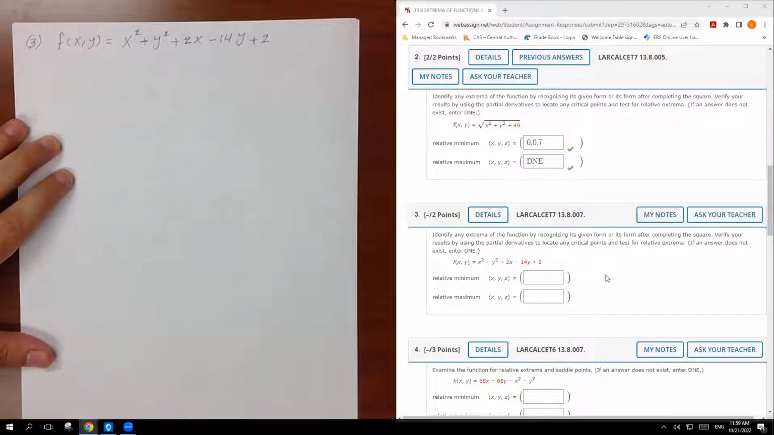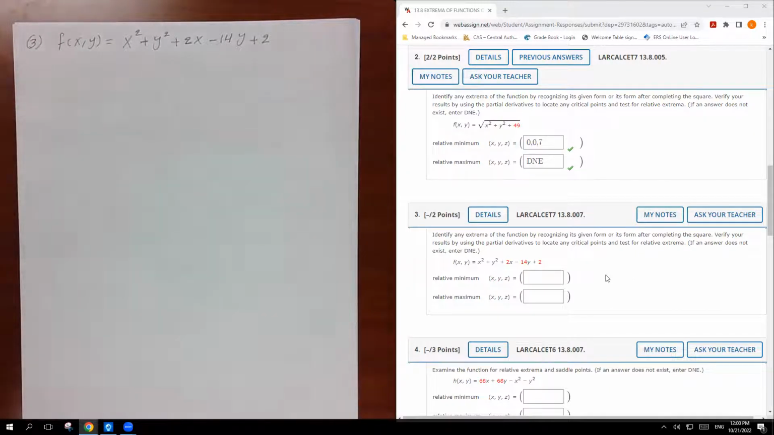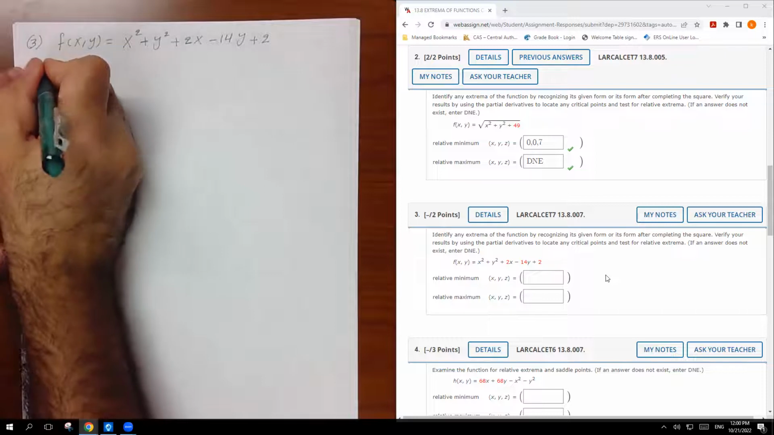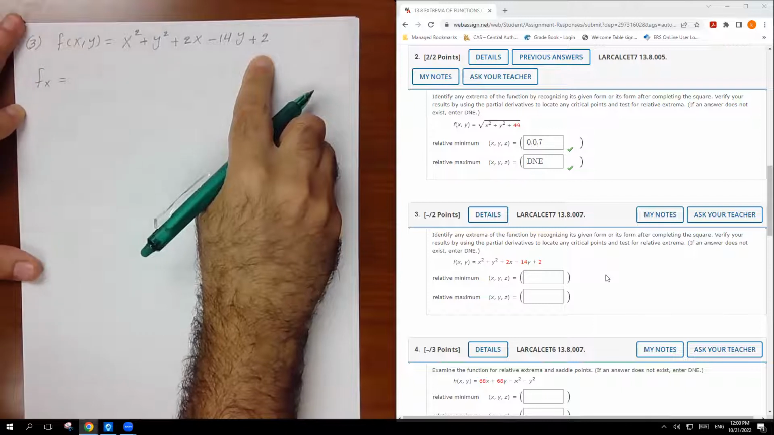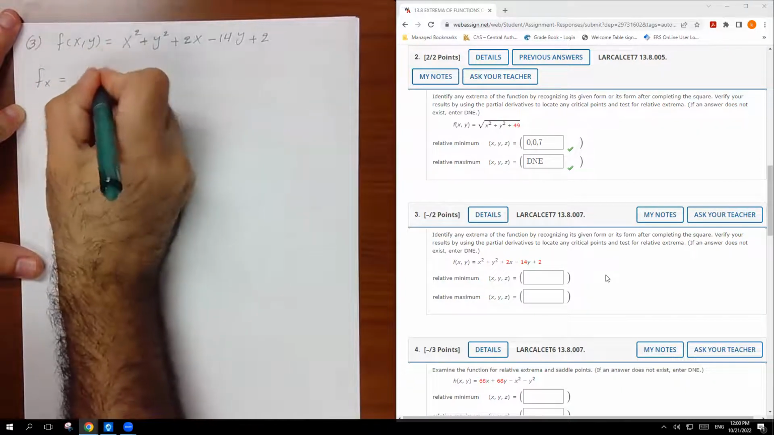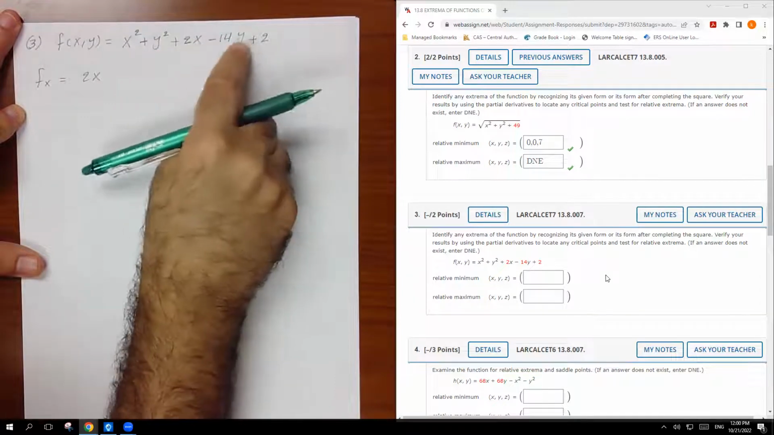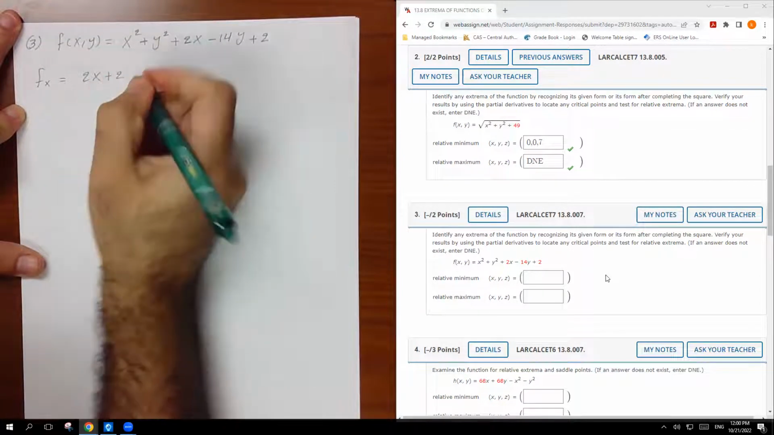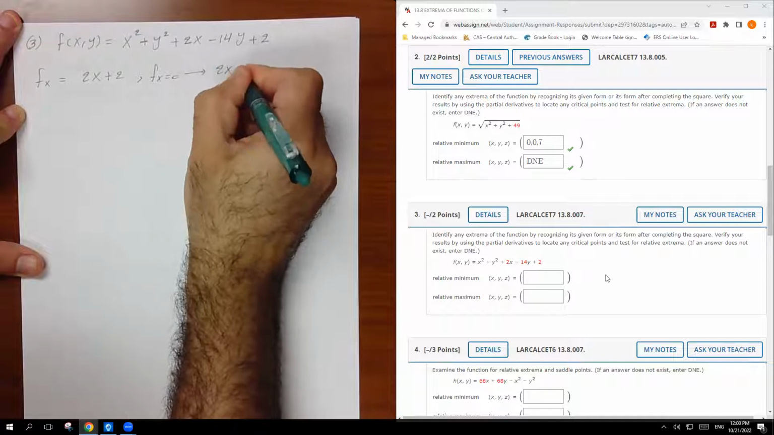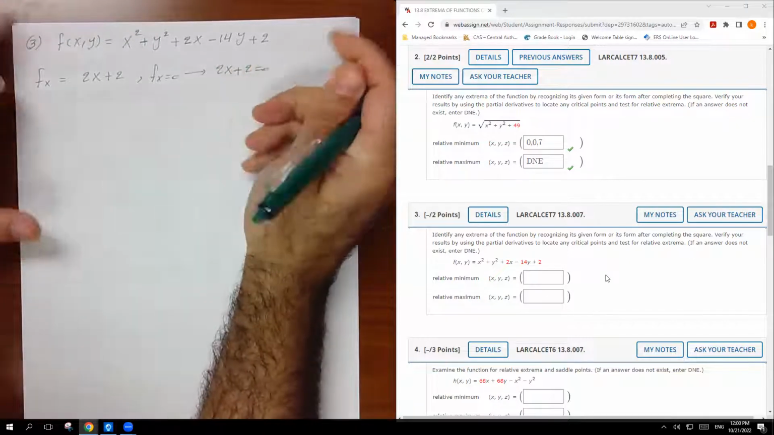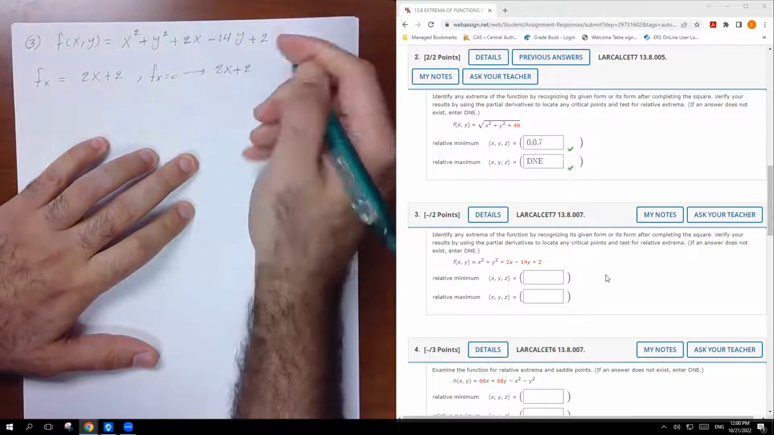Let's go to example 3, and we're going to do the same thing, but we have x squared plus y squared plus 2x minus 14y plus 2. The first thing, I'm going to find f sub x, which is the derivative with respect to x. So it's going to be 2x, this one is 0, this one is 2, 0, 0. So 2x plus 2. And then f sub x equals 0, that means 2x plus 2 equals 0. In this case, x is going to be equal to -1.